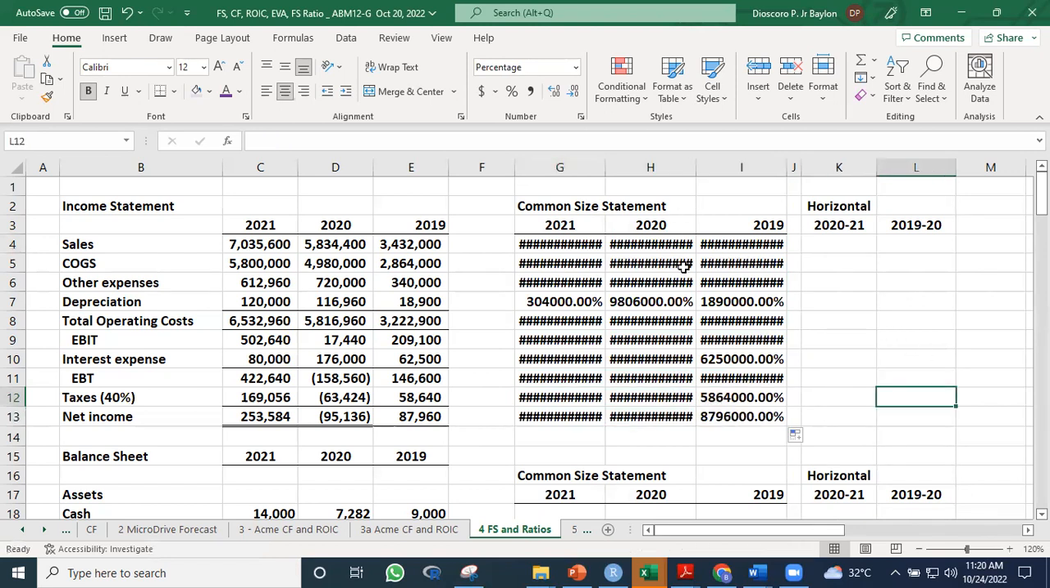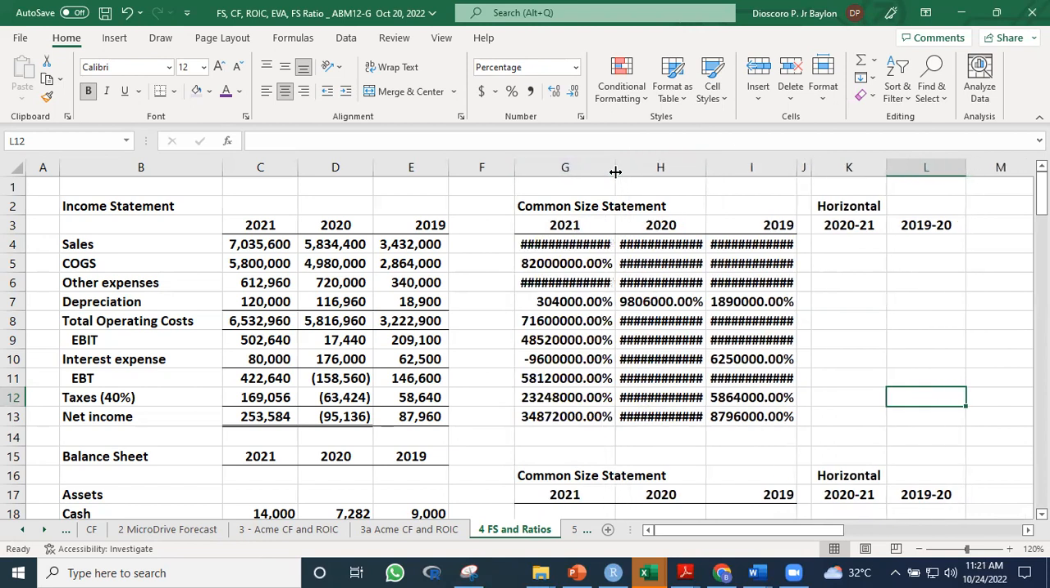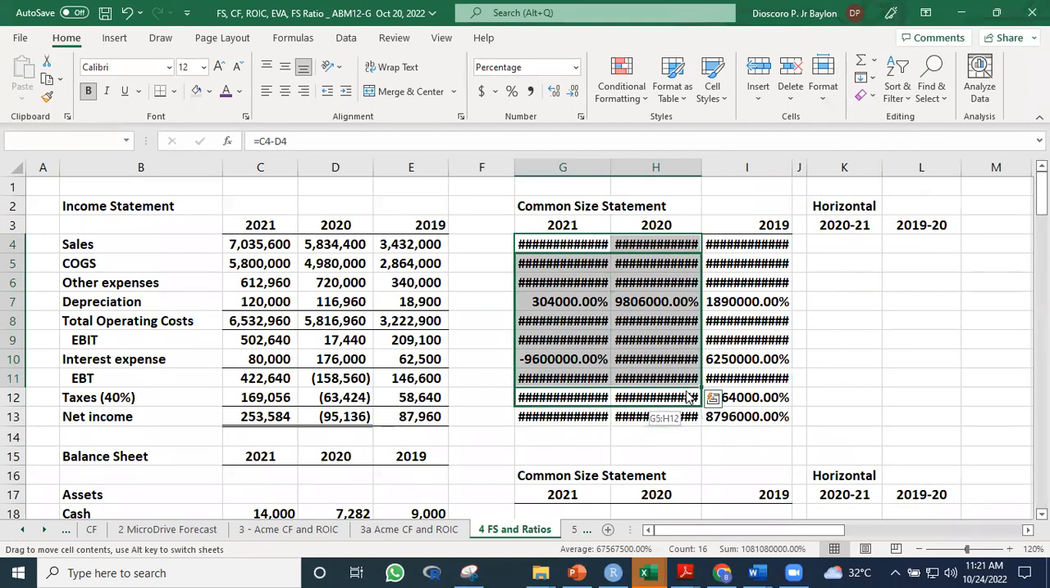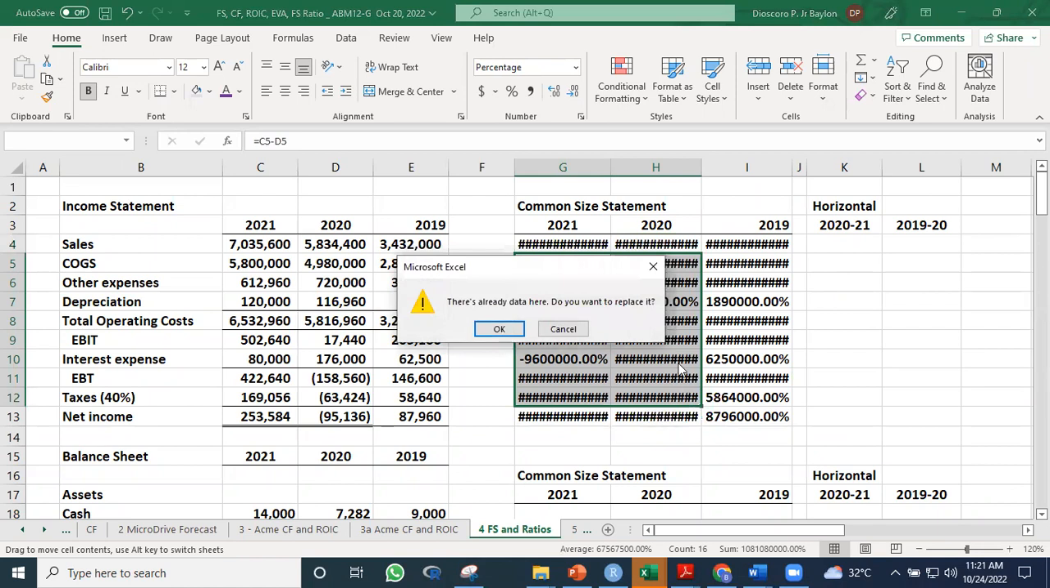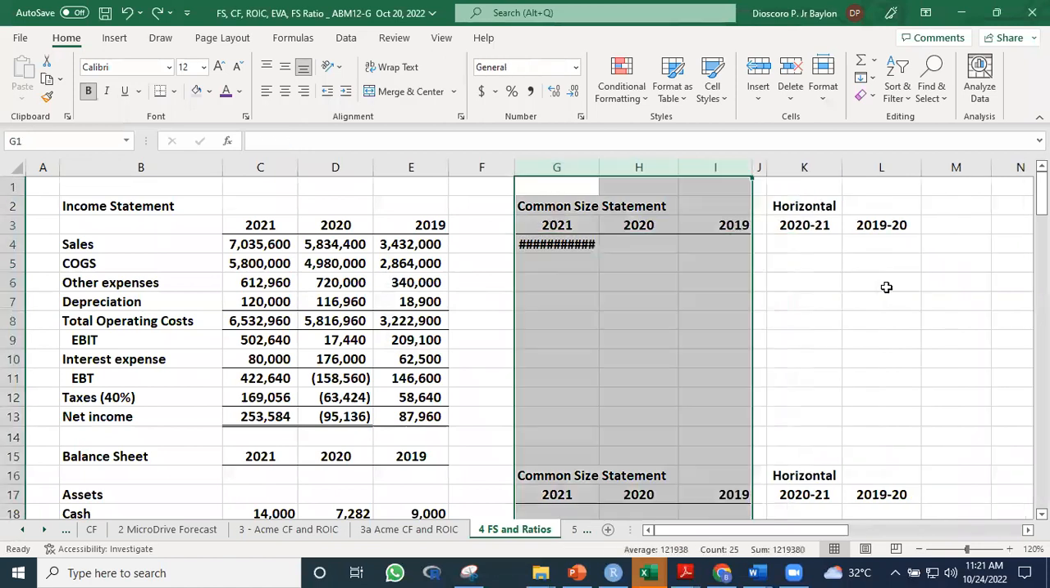Any comments about this? Is this a common size statement? Sir, I thought I was just trying a formula, but that's not the common size statement. I was just trying the drag. No, I mean, what formula should we put here? So let me remove this. What should be the formula?